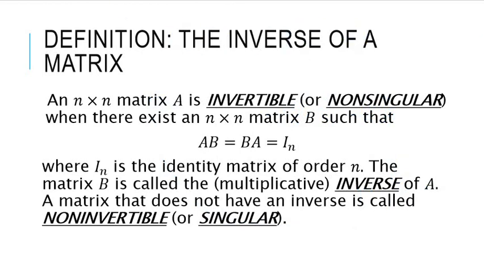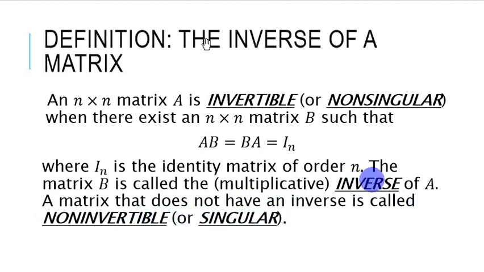So this is the definition of the inverse of a matrix. An n by n matrix A is invertible or non-singular if there exists an n by n matrix B such that A times B would be equal to B times A, which is equal to I sub n, where I sub n is the identity matrix of order n. The matrix B is called the multiplicative inverse of A. A matrix that doesn't have an inverse is called non-invertible or singular.